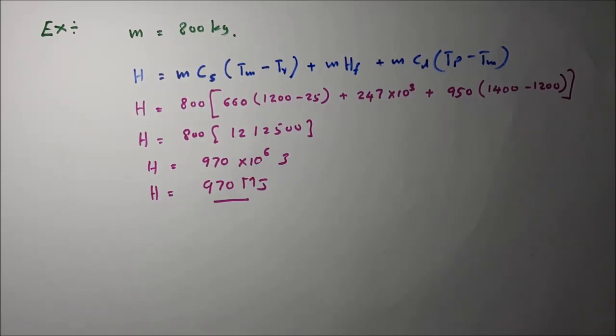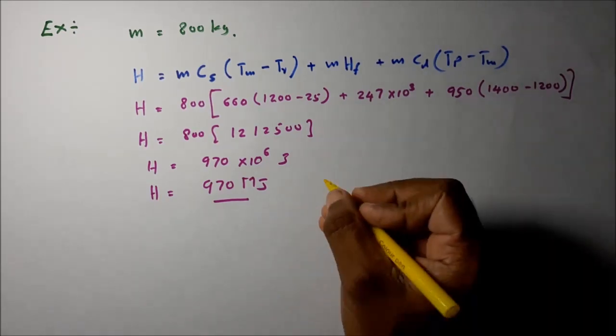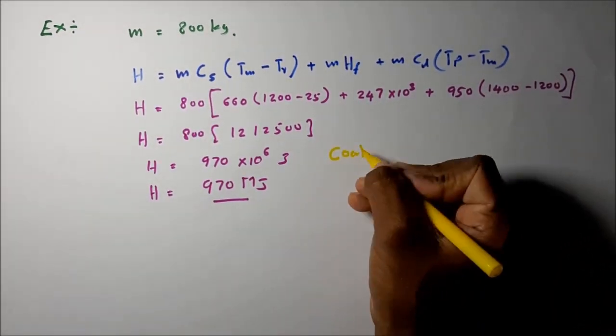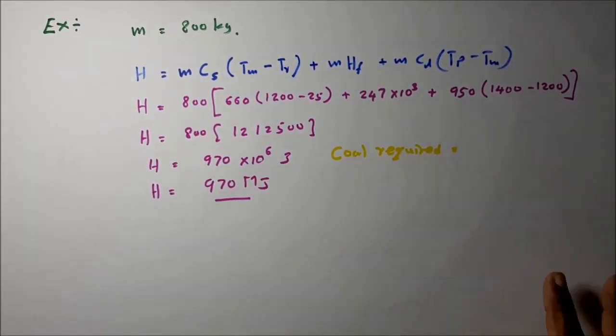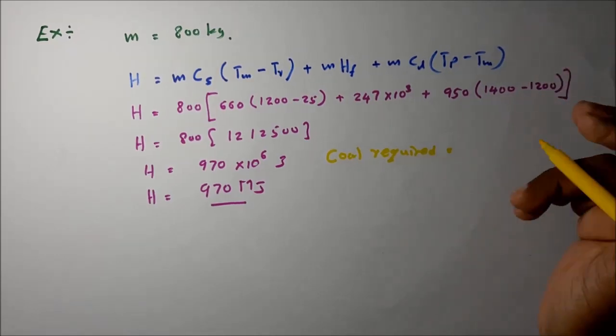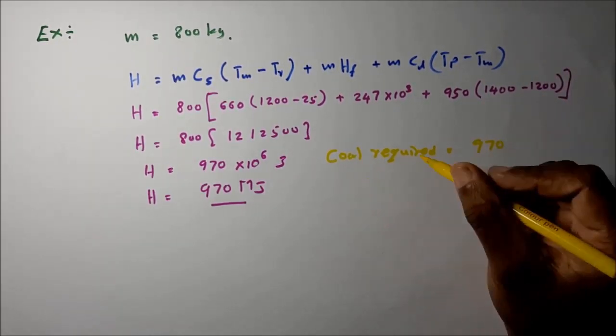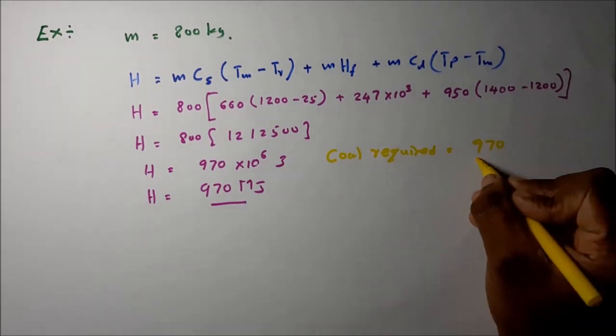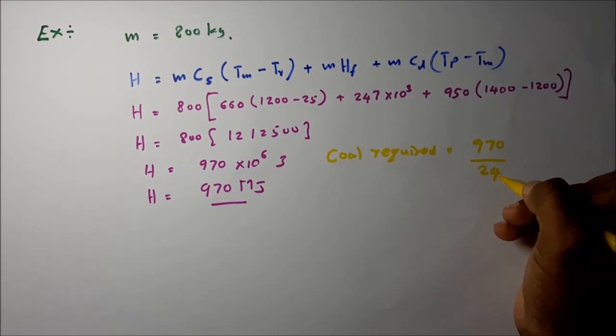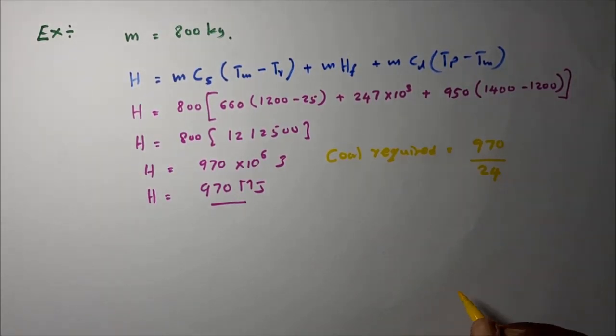So how to estimate the coal required? The total heat energy required is 970 megajoules. By combustion of 1 kilogram of coal, the specific energy of coal is given as 25 megajoules per kilogram. We are assuming complete combustion and no heat losses, so we can directly divide by 25. Then we get the value.